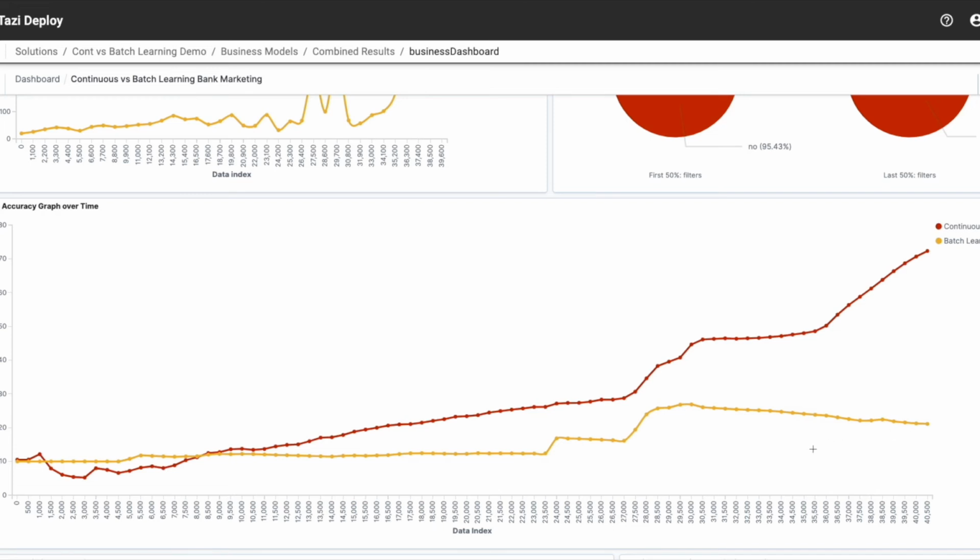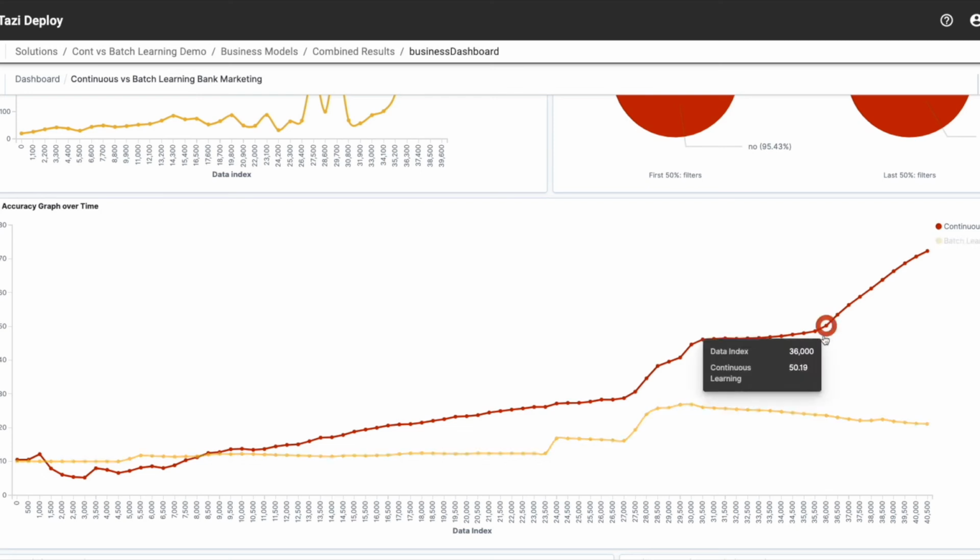Whereas TAZI's continuous learning technology keeps training itself on an instance-by-instance basis and keeps increasing its accuracy and adapts to that environment. As you can see, there's a 50% difference in terms of accuracy at the end.